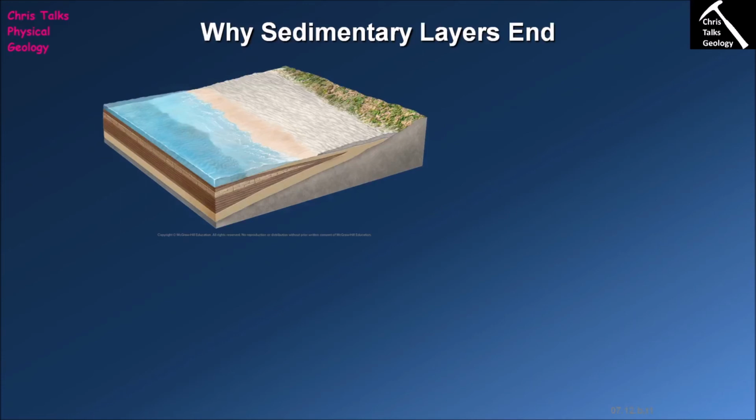So the final thing we need to think about is, why do sedimentary layers end? Why does a layer of sediment not carry on forever? Well, the first thing is that every layer of sediment has to have a limit. It can't go on forever. That's simply because eventually you move so far away from the sediment source that you quite simply run out of sediment. So let's think about a flooding river.